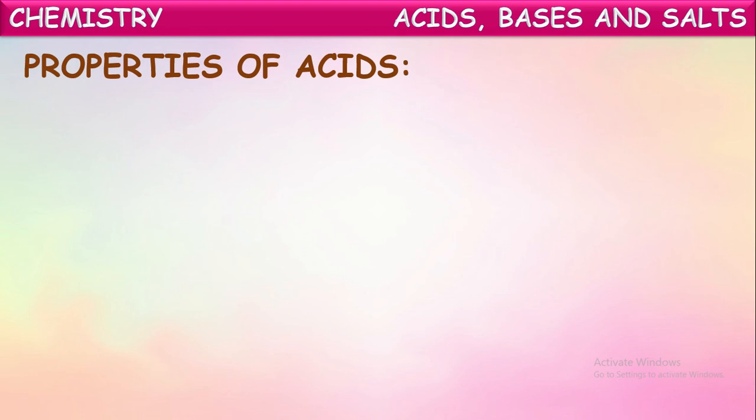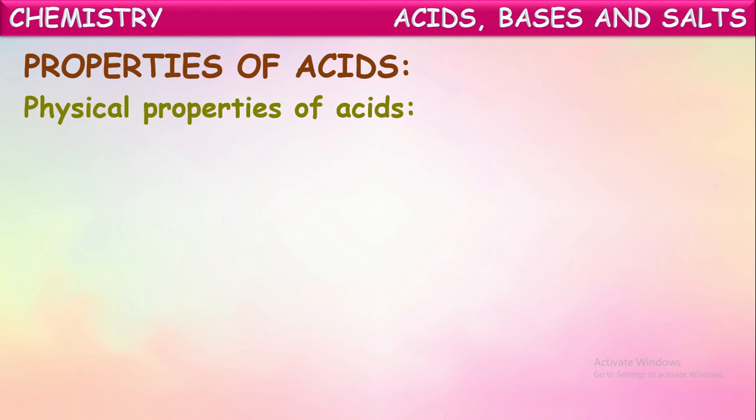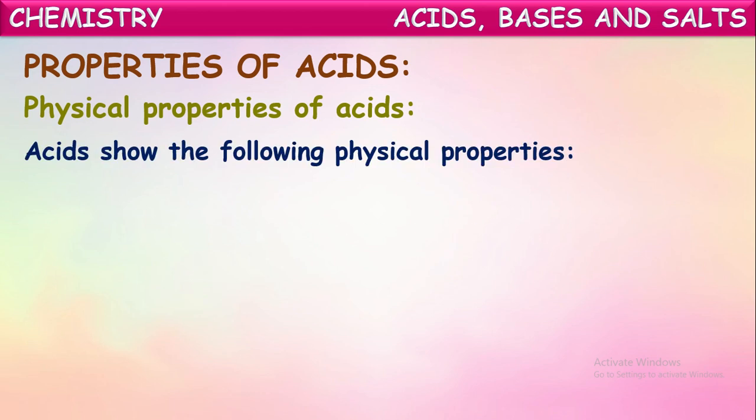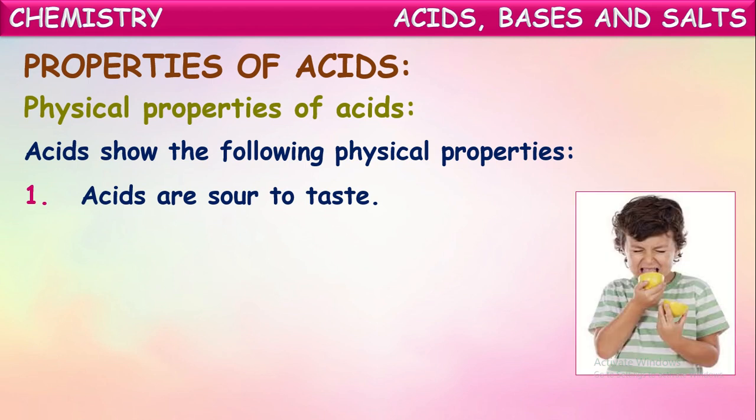Now let us see the properties of acids. Among the properties, first let us go through the physical properties of acids. Acids show the following physical properties. One is that acids are sour to taste. Because of this nature of acids, most fruits and certain vegetables taste sour, because they contain certain acids in them.